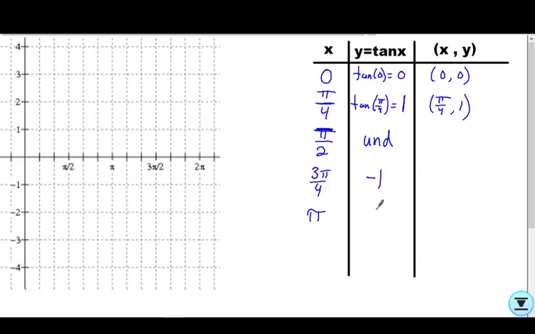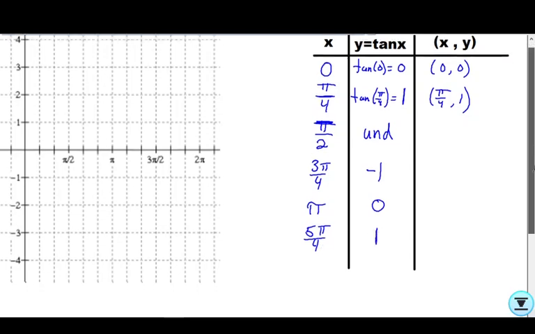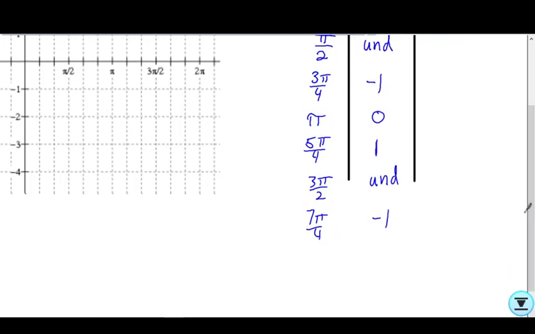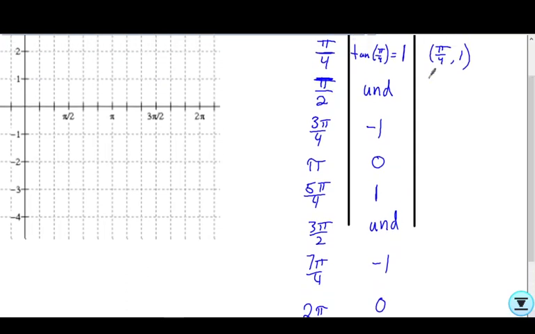Pi, 0. 5 pi over 4, +1. 3 pi over 2, undefined. 7 pi over 4, -1. And then 2 pi, back to 0. Okay? So these are our coordinates.